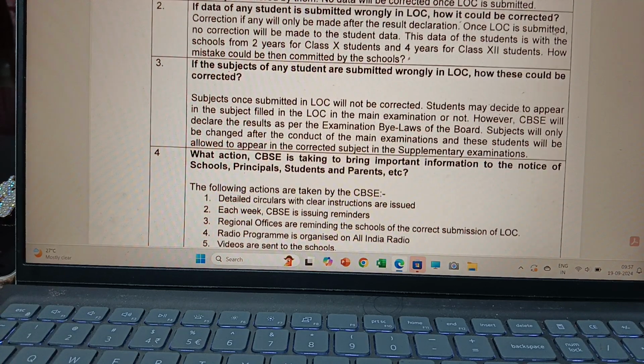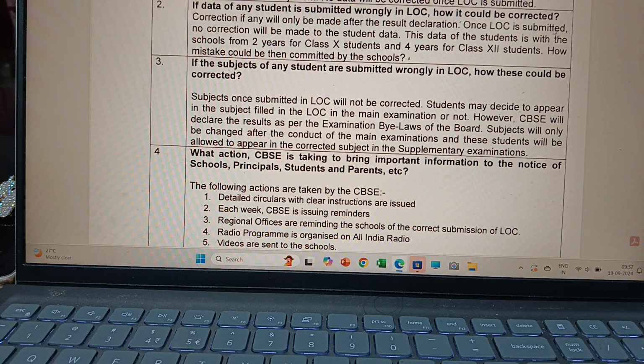Then the third question: if the subjects of any student are submitted wrongly in LOC, how could this be corrected? Subject once submitted in LOC will not be corrected. Students may desire to appear in the subject filled in LOC in the main examination or not. However, CBSE will declare the results as per the examination bylaws of the board. Subjects will only be changed after the conduct of the main examinations, and these students will be allowed to appear in the corrected subject in the supplementary examination.